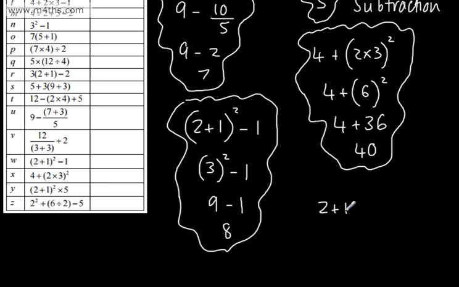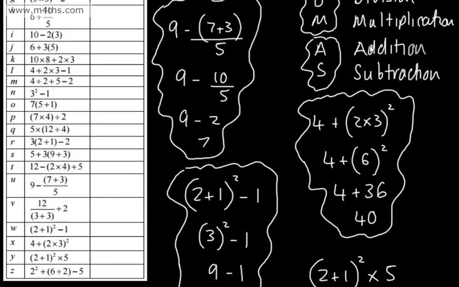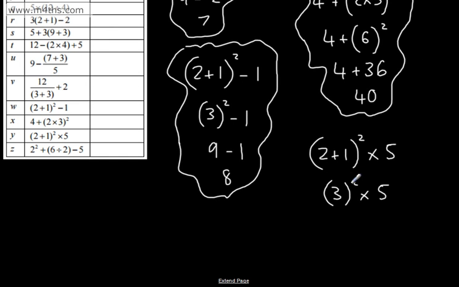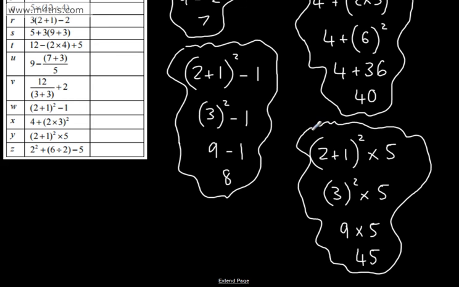Next one, 2 plus 1 to the power of 2, or squared, multiplied by 5. Well, 2 plus 1, we need to do the brackets first. 2 plus 1 is 3, so we have 3 squared, and then we multiply that by 5. Again, we do the indices, powers, or if you like, this exponent. 3 to the power of 2, or 3 squared is 9. 9 times by 5, that's going to give us 45. And we've just completed that step by step as per the order of operations.